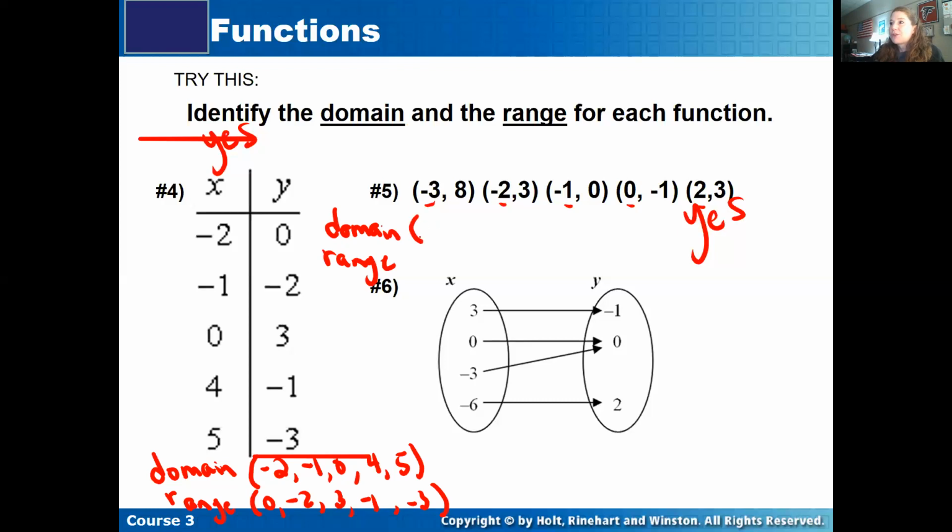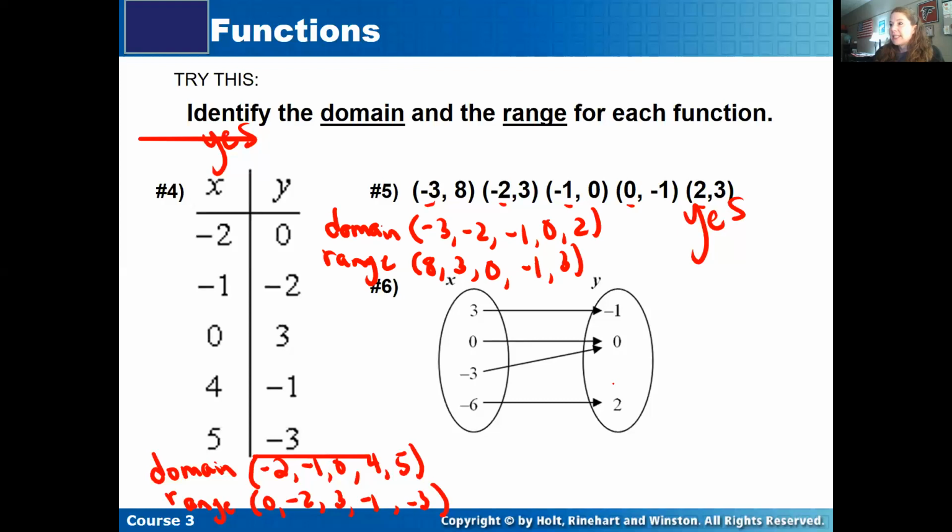All right, so what are your domains? -3, -2, -1, 0, +2. The range are the y values. So we have 8, 3, 0, -1, and 3. All right, now look at number 6.